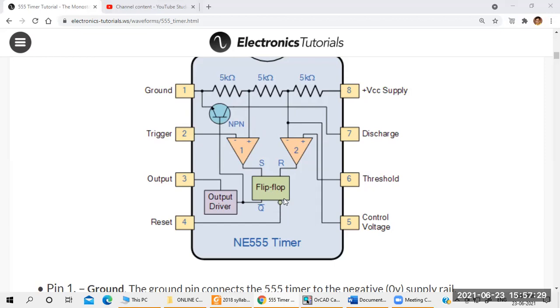Then the output of the flip-flop is connected to the reset mode here. Then Q bar is connected to the output here. Understood? Then pin number 5 is connected to the control voltage for the second comparator's negative terminal. This is the circuit diagram here. From this IC, we can make a monostable multivibrator.